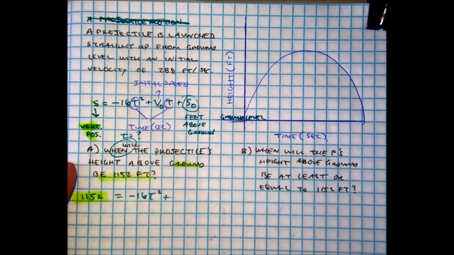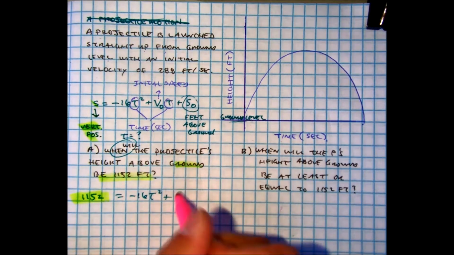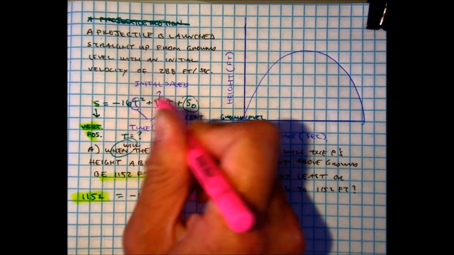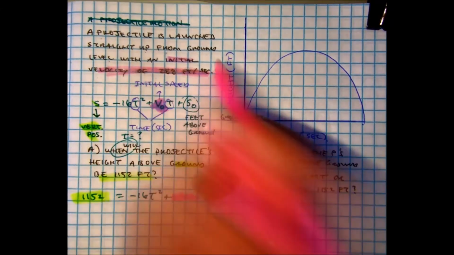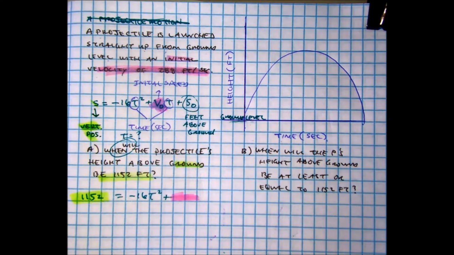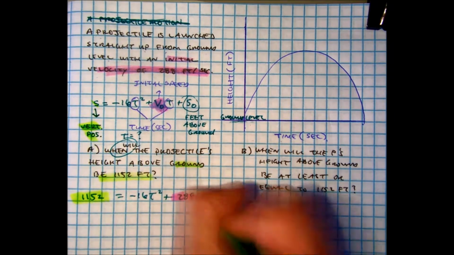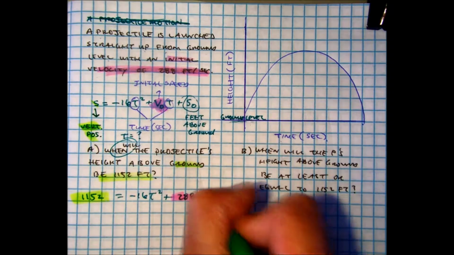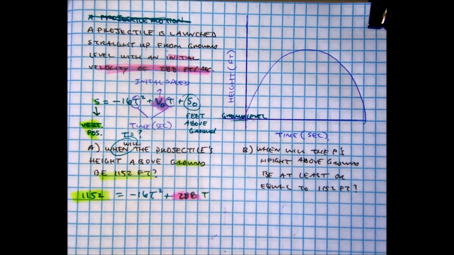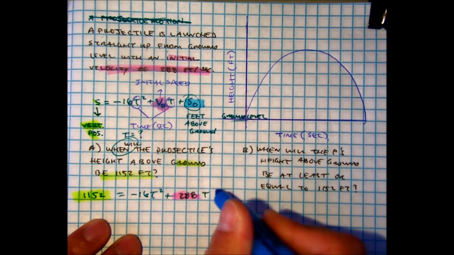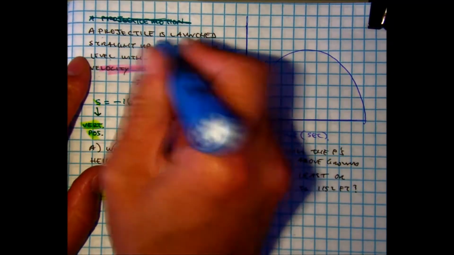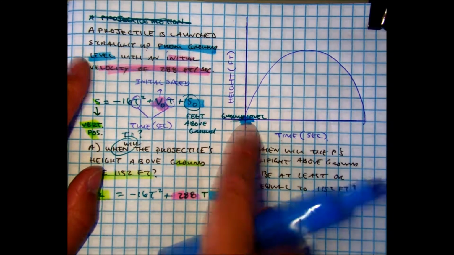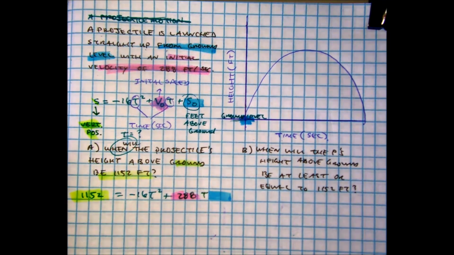Plus V0 is our initial velocity. What's our initial velocity? 288, so just 288. Don't forget the t there. And then our S0 is this position here. It says from ground level. So in that case, that'll be 0.